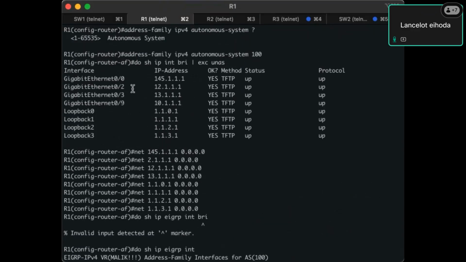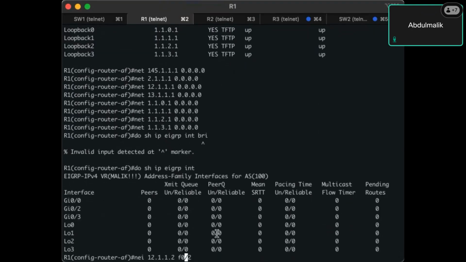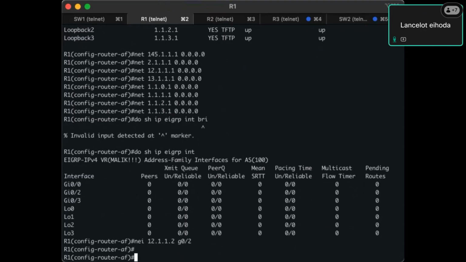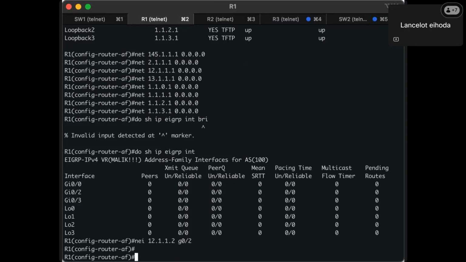Am I correct? Yes, it's on 0/2. So that on that interface, it knows to talk to it directly. Yes. So I think that's one part of it. The other part says router 1, okay, so let's do that.